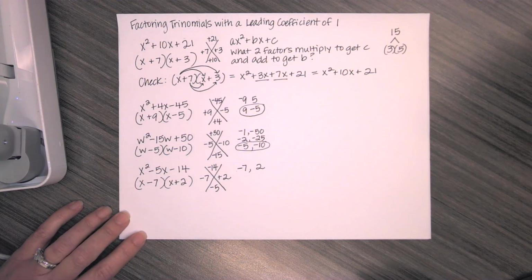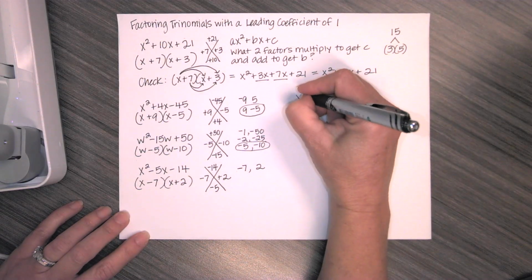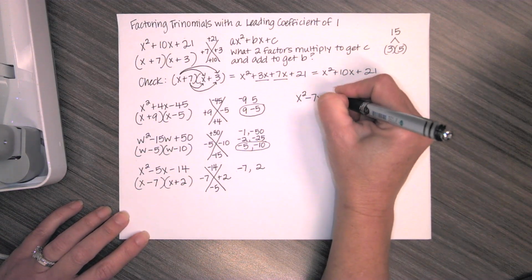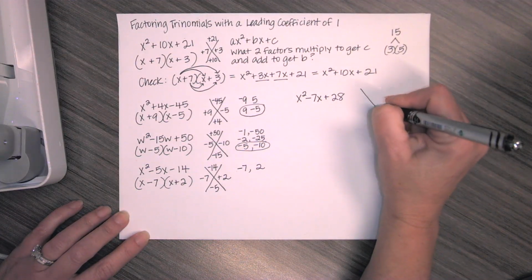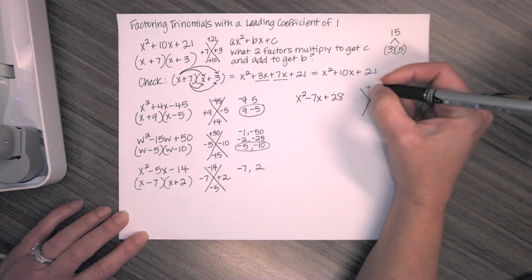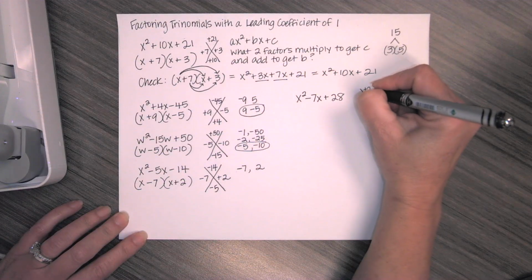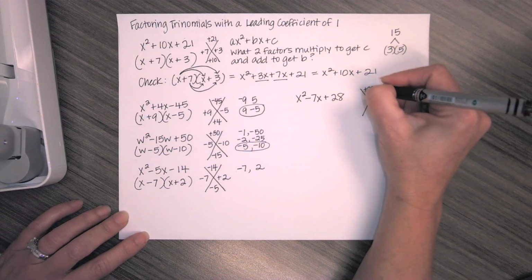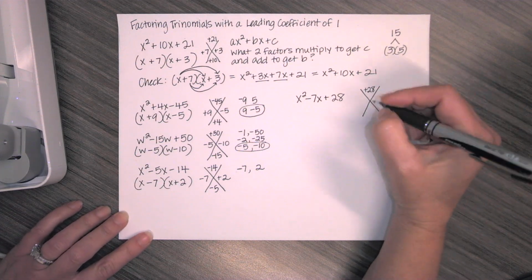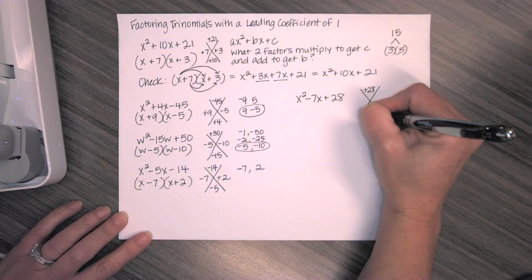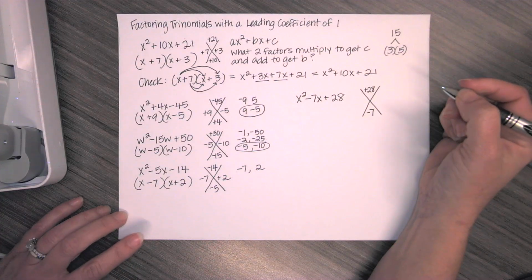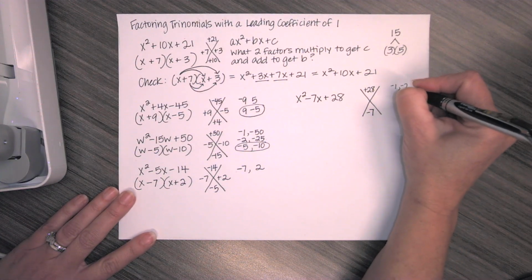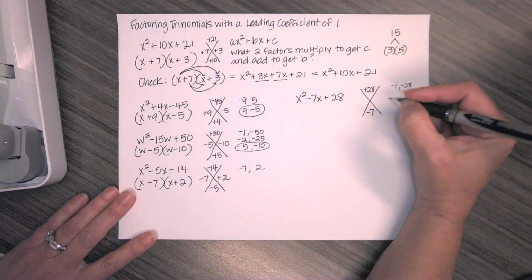Now sometimes you might have a case like this. Let's check this one out. We're looking for factors of positive 28. Again, that means our two factors either both have to be positive or both have to be negative, that add to get negative 7. Since they add to get a negative, that tells us they're both going to be negative. So we have negative 1 and negative 28. That's not going to work.